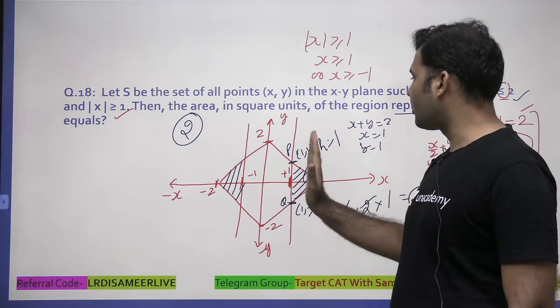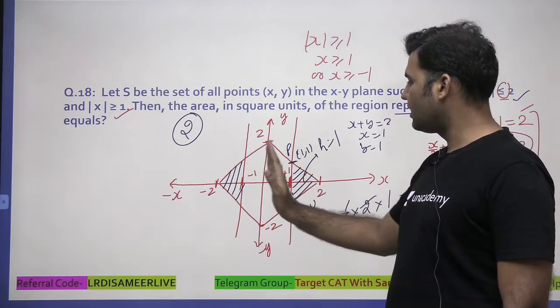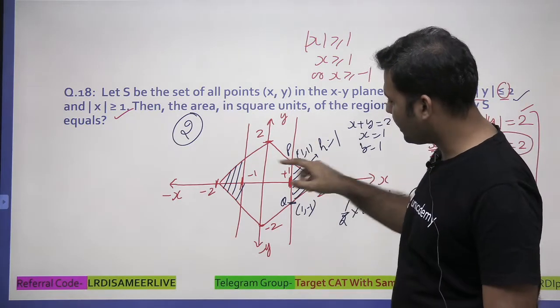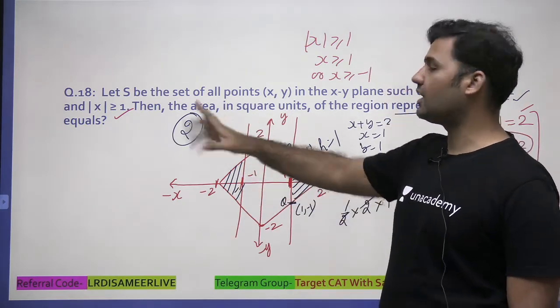And S is a region for which mod x is greater than equal to 1 and mod x plus mod y should be less than equal to 2. That means this is a region which is represented as S and the area is 2 units.